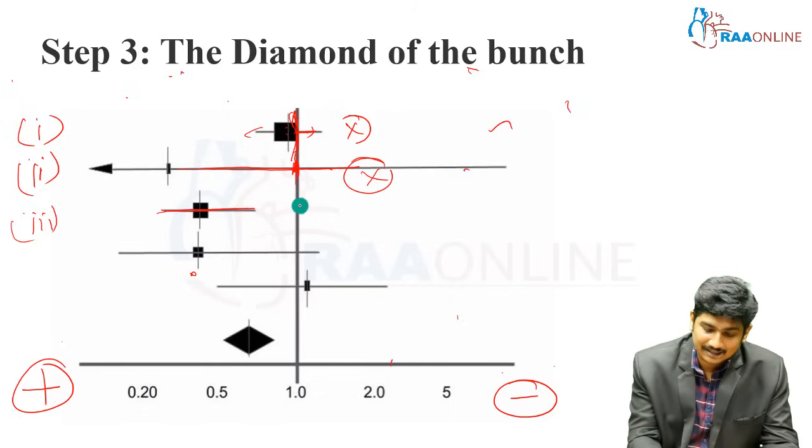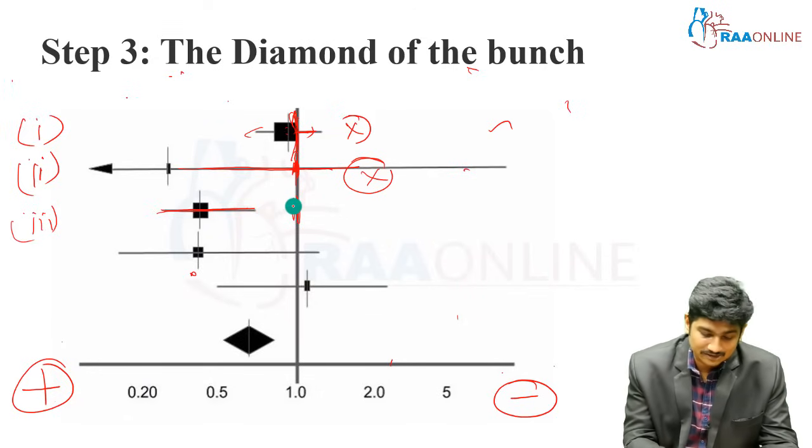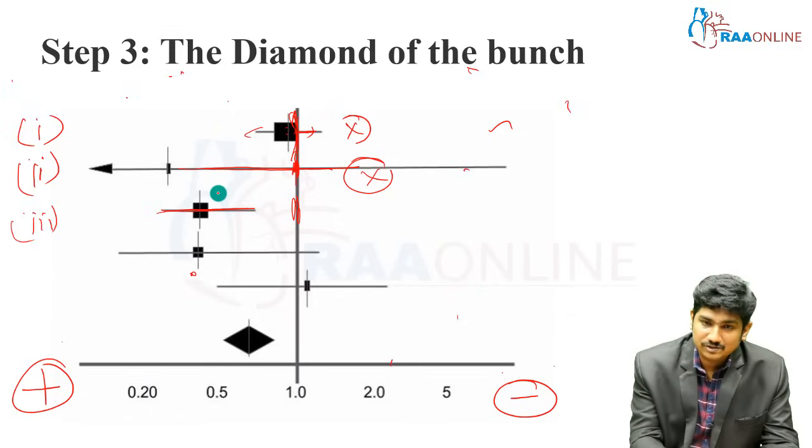Can you see that? This is the null line. The confidence interval line is not touching the null line. So I can consider this result, okay? So this is one study which is showing a beneficial outcome and you can trust it, okay?